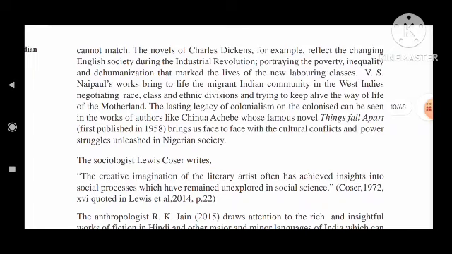The novels of Charles Dickens, for example, reflect the changing English society during the Industrial Revolution, portraying the poverty, inequality, and dehumanization that marked the lives of the new laboring classes. V.S. Naipaul's works bring to life the migrant Indian community in the West Indies, negotiating race, class, and ethnic divisions and trying to keep alive the way of life of the motherland. The lasting legacy of colonialism on the colonized can be seen in the works of authors like Chinua Achebe, whose famous novel Things Fall Apart, first published in 1958, brings us face to face with the cultural conflicts and power struggles unleashed on Nigerian society.